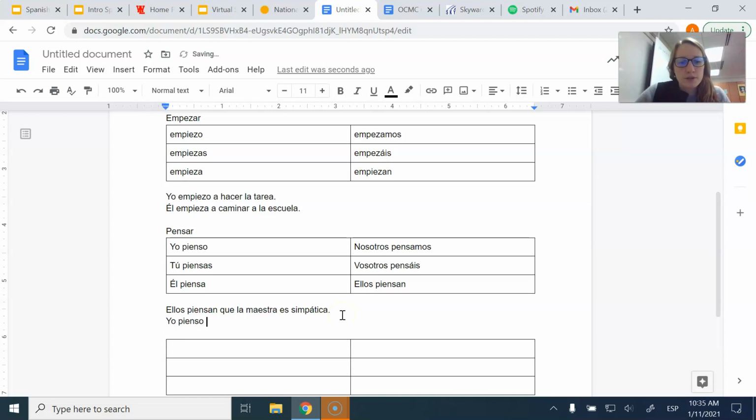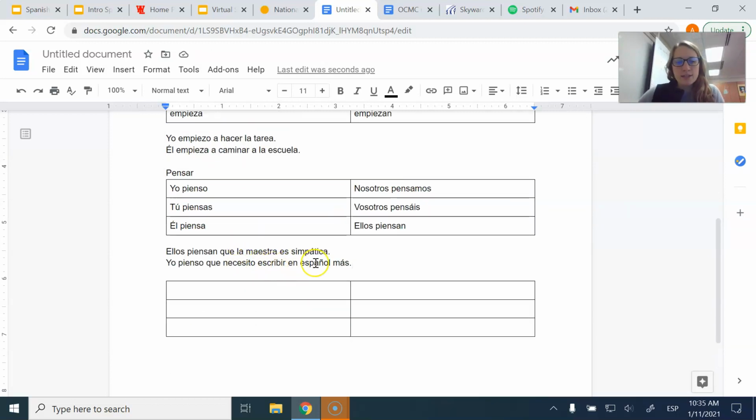Yo pienso que necesito. What do I need to do? Yo pienso que necesito escribir en español más. I think that I need to write in Spanish more. Now notice here how I used a verb, but now I'm starting a new phrase. I think that I need to write. So here's the 2-verb rule. I need to write. This does not apply to the 2-verb rule because it's a different phrase.